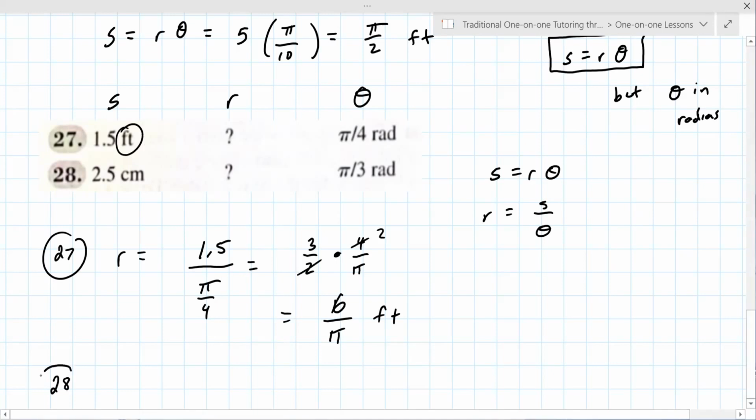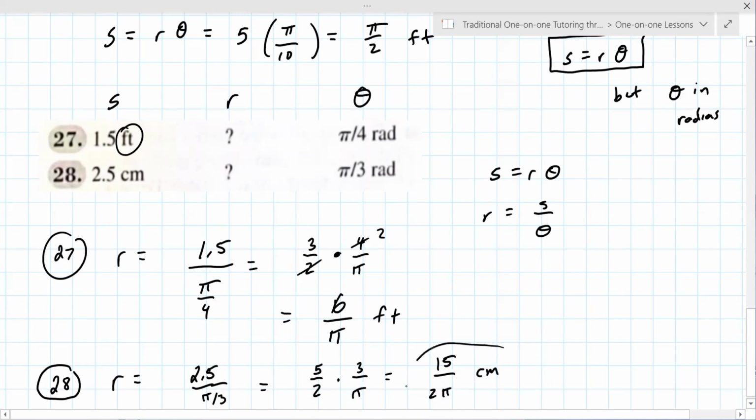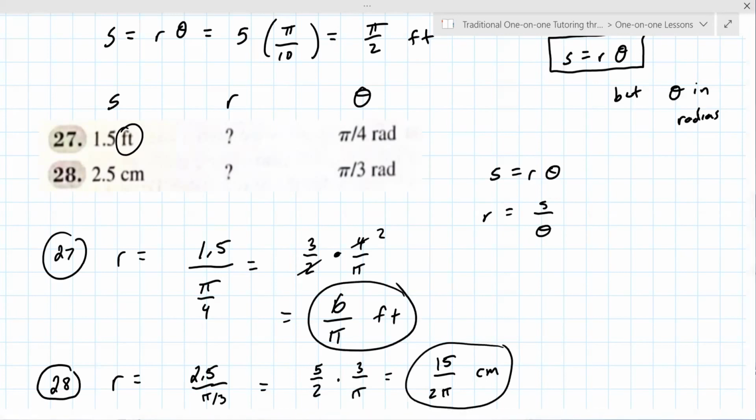And for 28, again, it's R equals 2.5 over pi over 3. So 2.5 is 5 halves times the reciprocal of that, 3 over pi. So this ends up being 15 over 2 pi centimeters. And it's okay to have what maybe appears to be not a nice answer, but you can always put it in your calculator if you really, really needed to.